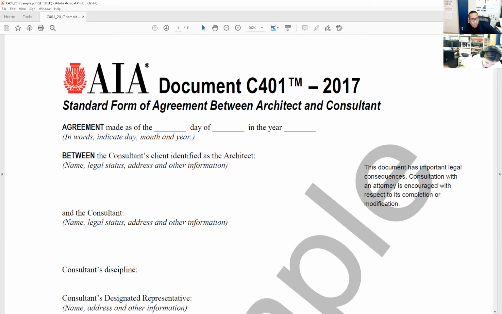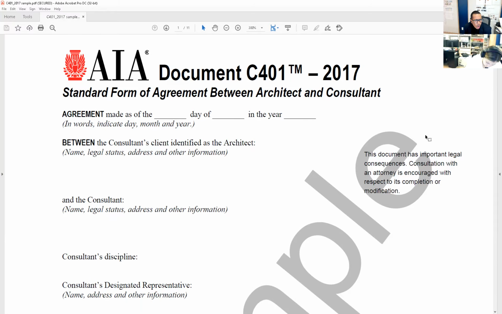It could be used for multiple consultants, meaning multiple forms of the C401 will be signed between, say, architect and structural engineer, or architect and plumbing engineer, or architect and electrical engineer, or architect and mechanical engineer, and so forth and so on. I basically mentioned all of them: structural, mechanical, plumbing. But any consultant that we may need to work with for a particular project is involved in here.